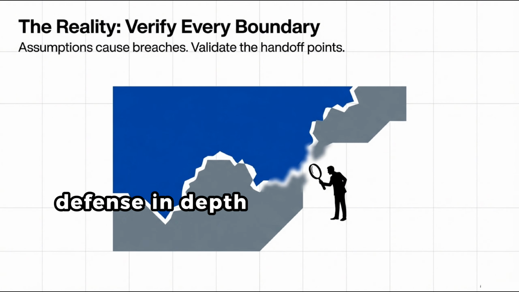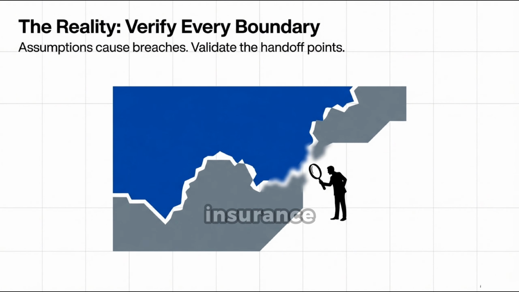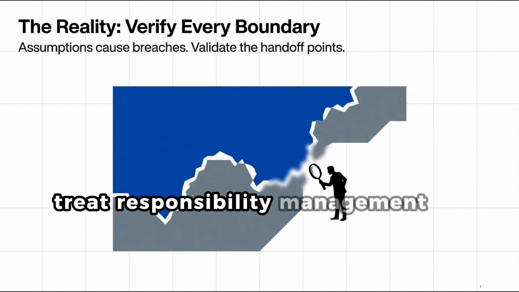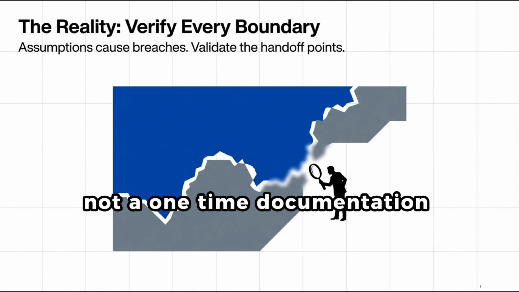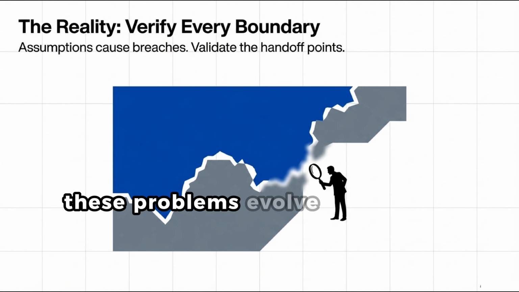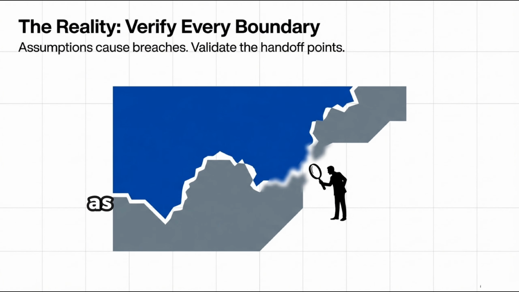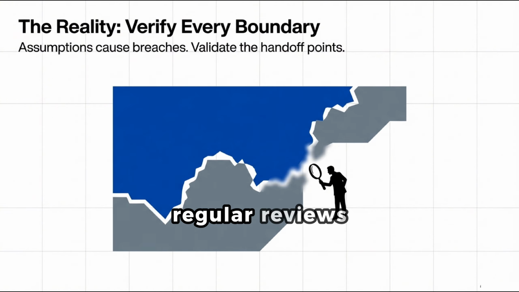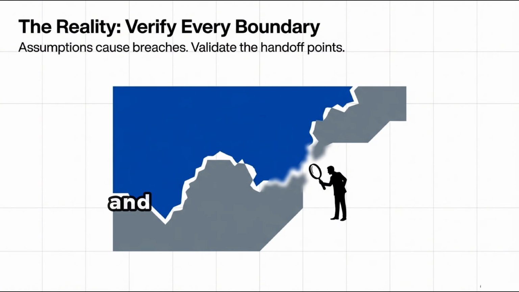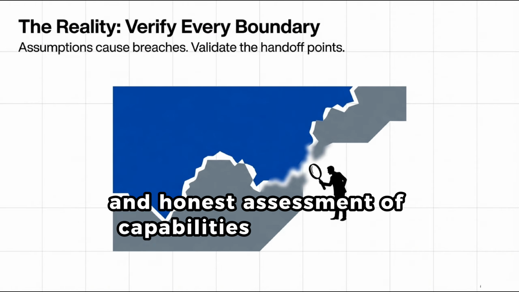Defense in depth, incident response plans, insurance. Most importantly, treat responsibility management as an ongoing process, not a one-time documentation exercise. These problems evolve as services change, as your usage changes, and as threats evolve. Regular reviews, clear communication, and honest assessment of capabilities are essential.